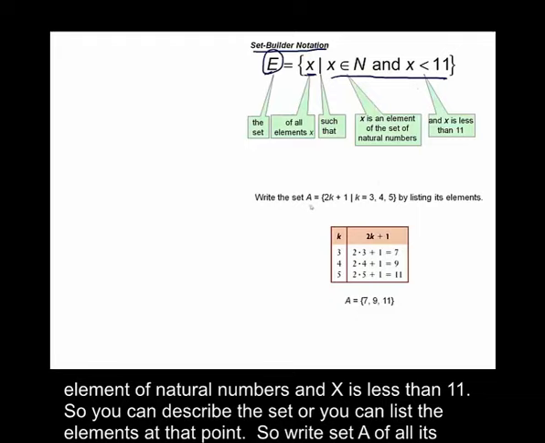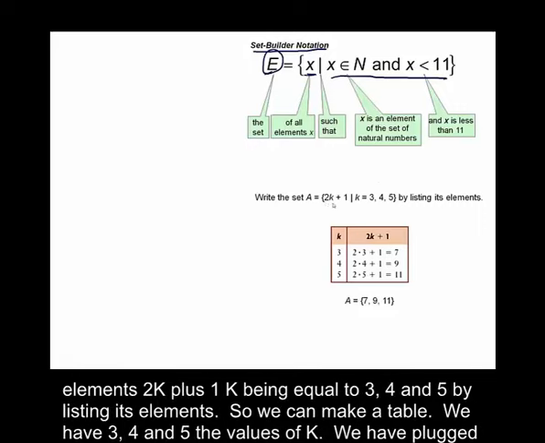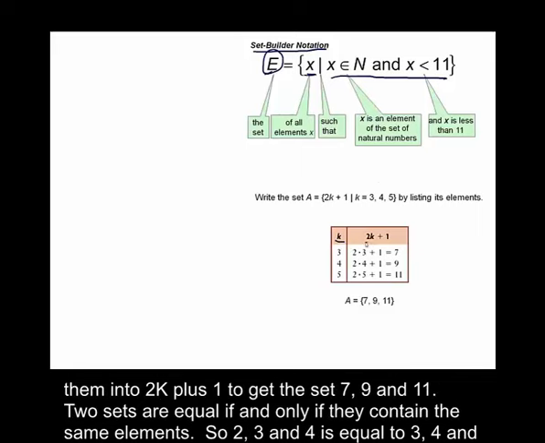So write the set A of all elements 2k plus 1, k being equal to 3, 4, and 5 by listing its elements. So we can make a table. We have 3, 4, and 5, the values of k. We plug them into 2k plus 1 to get the set {7, 9, 11}.